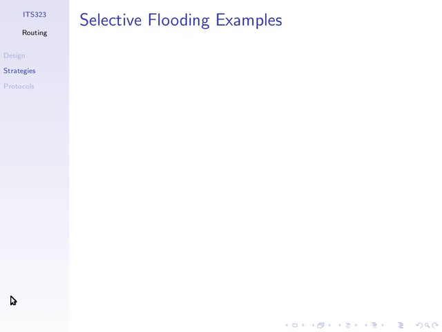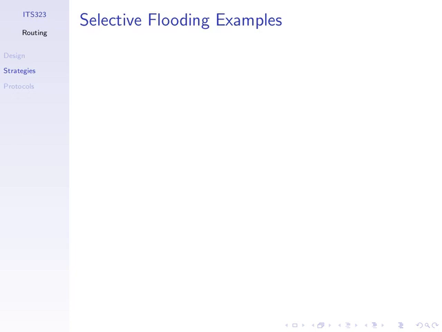Selective flooding examples. Send to your neighbours, taking turns. Send to neighbour one the first copy of a packet, send to neighbour two the subsequent packet you need to transmit, send to neighbour three, and take turns: 1, 2, 3, 1, 2, 3. That's one example.